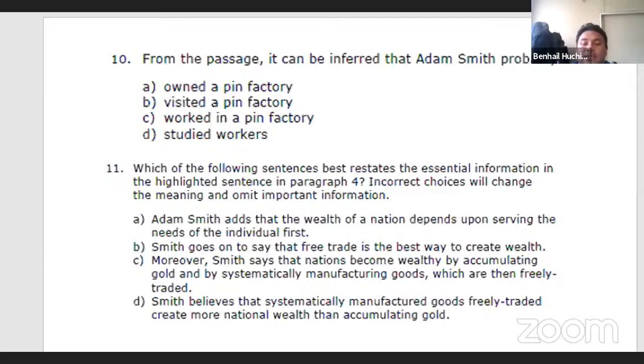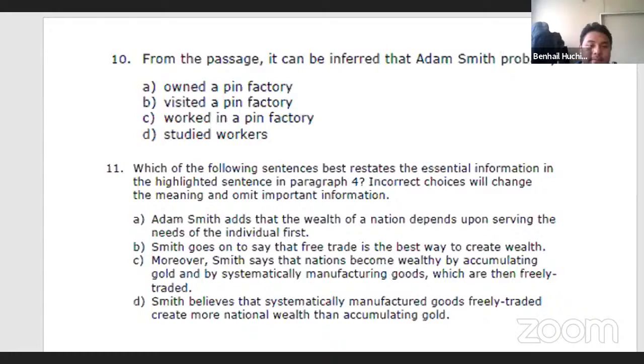Moreover, Smith says that nations become wealthy by accumulating gold and by systematically manufacturing goods, which are then freely traded. And the last, Smith believes that systematically manufactured goods, freely traded, create more national wealth than accumulating gold.